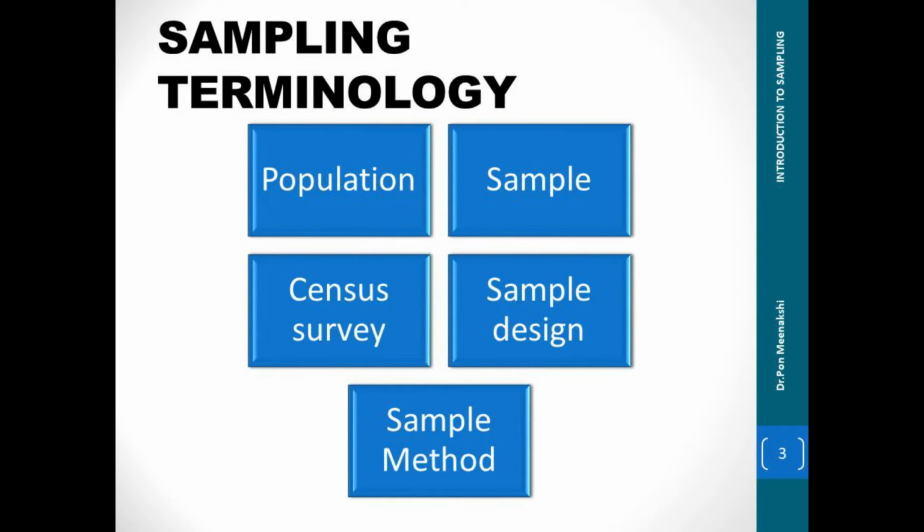Census survey: it is a complete enumeration of all items in the population. Sample design: it's a definite plan for obtaining a sample. Sample method: the method by which we are collecting details from selected items is called the sample method.